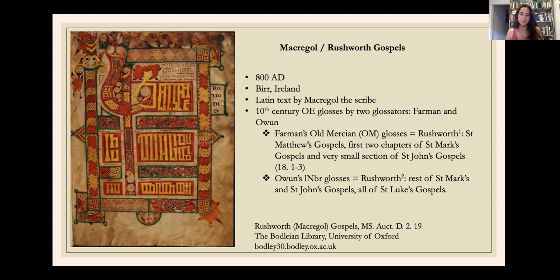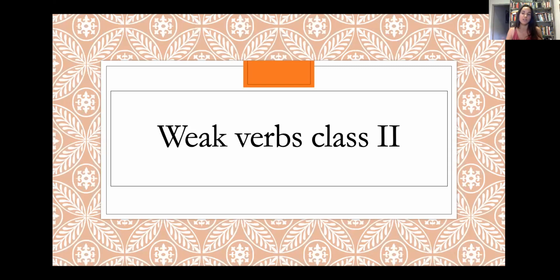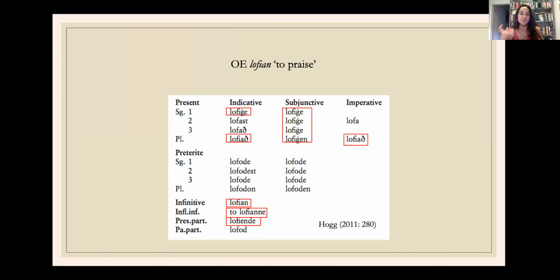In terms of the verbal morphology, I'm interested in weak verbs class 2. So these verbs had a characteristic I between the verbal root and the inflectional ending, and I've highlighted in red all the environments where this I was found. What's interesting is that this I was lost in the history of the language. So I'm trying to establish why and how the formative was lost.